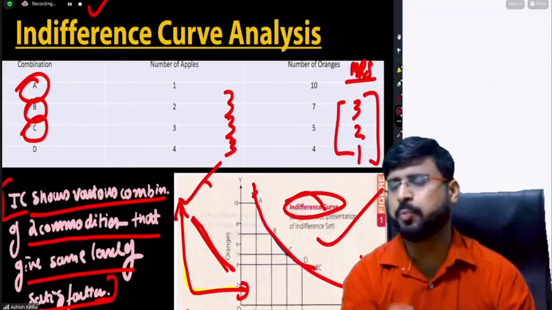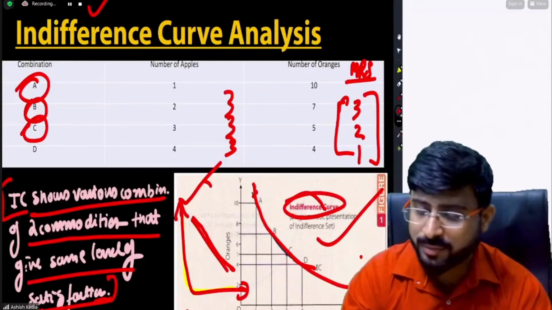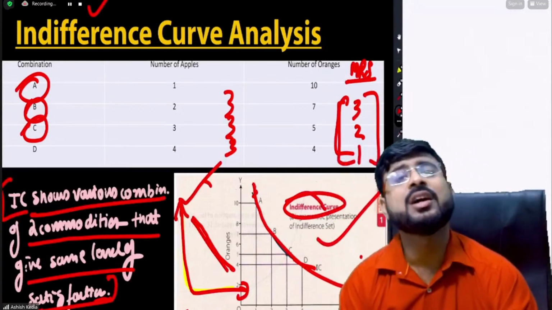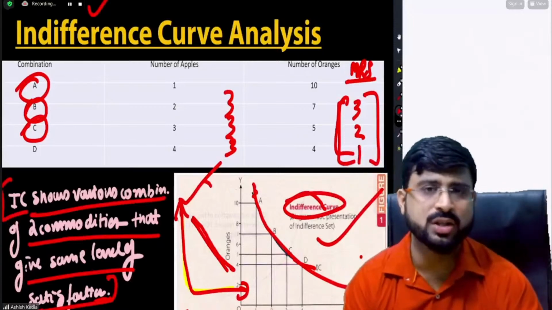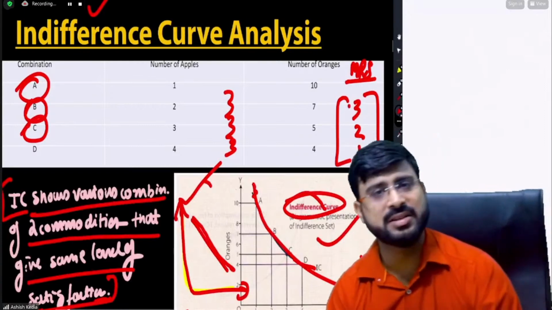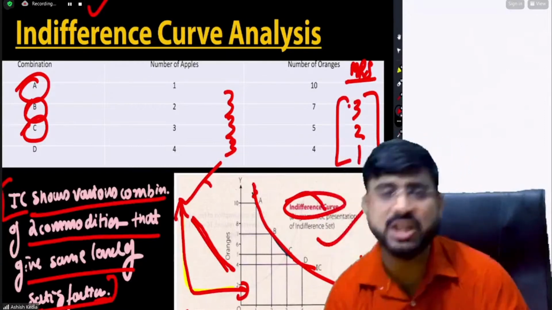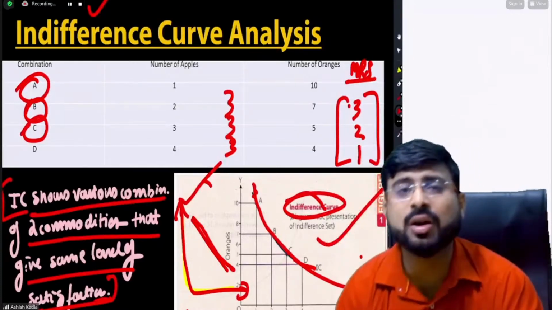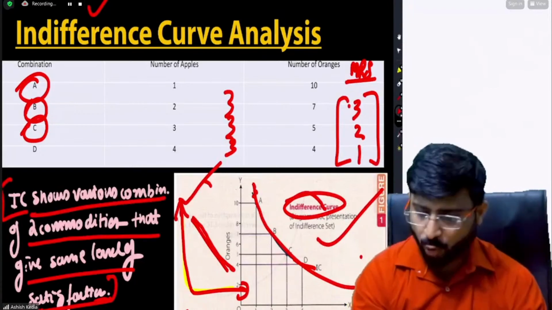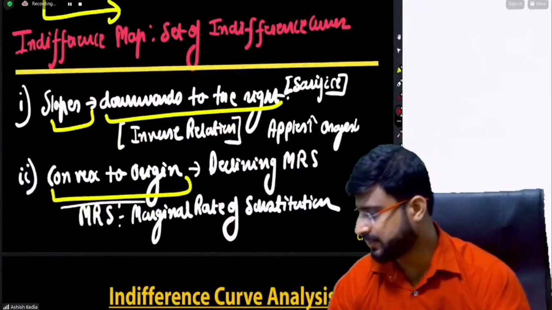Write it down, golden point of the day. Indifference curve is convex to the origin because of diminishing or falling MRS. Note it down and then write done in the chat. Then only I will explain further.